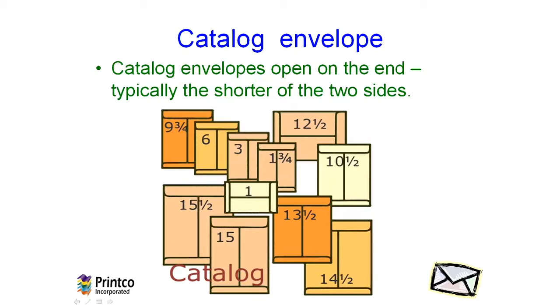Catalog envelopes open on the end, typically the shorter of the 2 sides. Catalog envelopes are typically not used when inserting by a machine. Also note that the sizes shown do not correspond. A catalog envelope is different from a commercial envelope, which is different from booklet envelopes. The sizes are all different. So even though it may say number 10, the actual size is different. Depending upon what type of envelope you're talking about, it depends upon what the size of the envelope is.